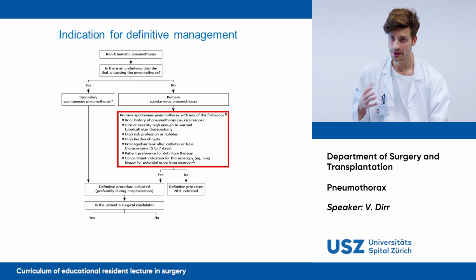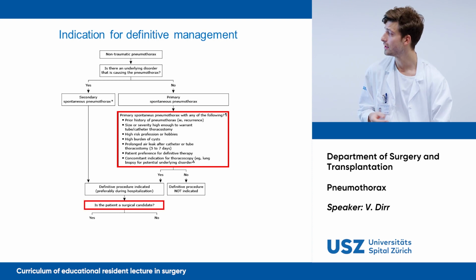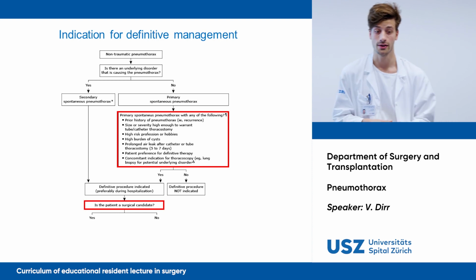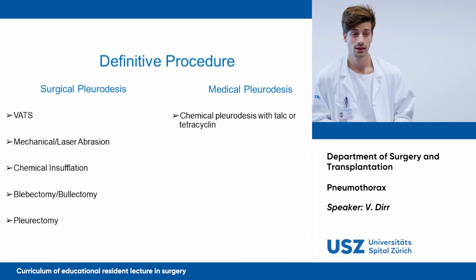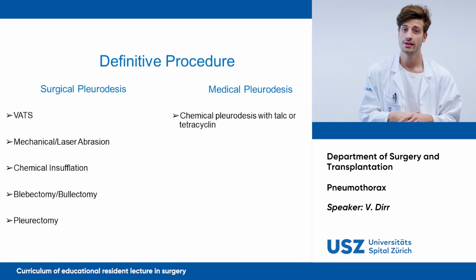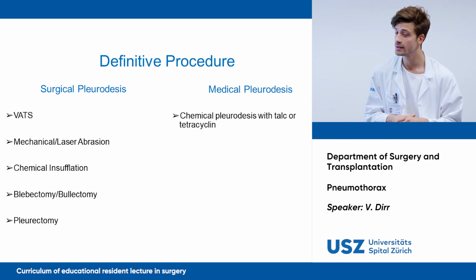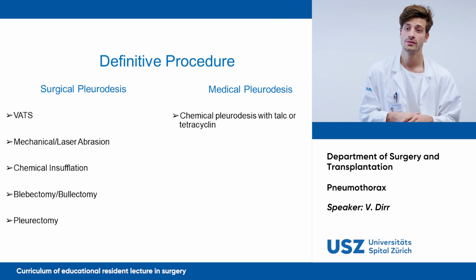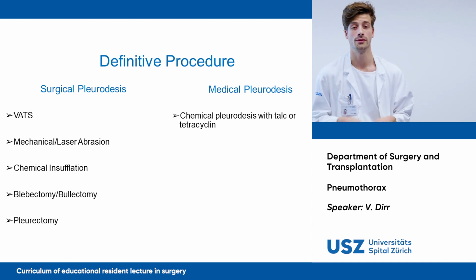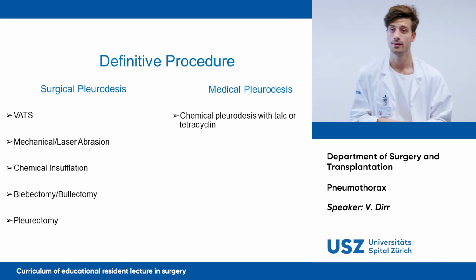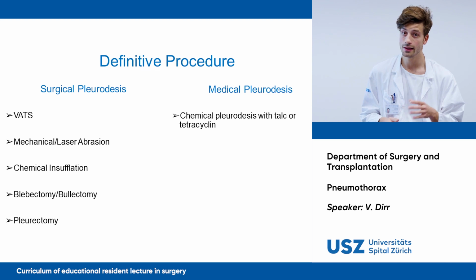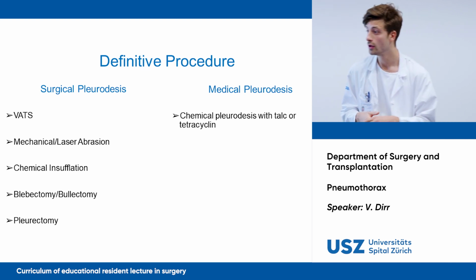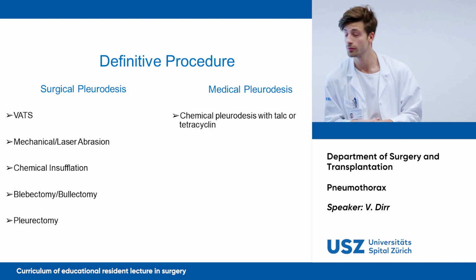If we answer one of these questions with yes, we have to ask ourselves if the patient is a surgical candidate. The reason is that we know today surgical pleurodesis has a higher efficacy and is therefore more beneficial than medical pleurodesis. And in general, pleurodesis means the apposition of the parietal and the visceral pleura in order to eliminate the pleural space. That can be done either partially or completely. And usually we do this during thoracoscopy.